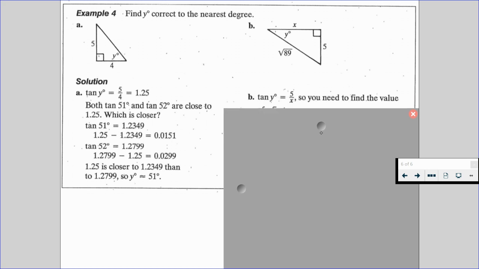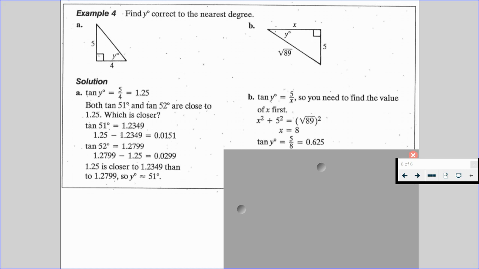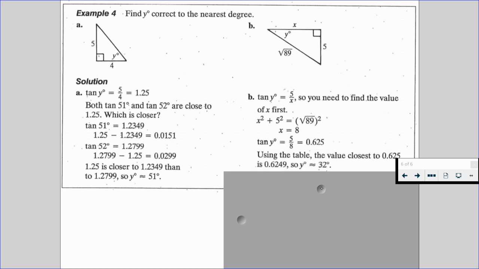Over for B, we have tan of y degrees is going to be equal to 5 over x. So first we have to find the value of x. Well, x squared plus 5 squared is going to be equal to root 89 squared, because we can use the Pythagorean theorem. We end up simplifying that down, and we eventually get that x is going to be equal to 8. Now that we know that x is equal to 8, we can use the tan of y is going to be equal to 5 over 8, which is the same value in a decimal as 0.625. Using the table, we find the closest value to 0.625 is approximately 32 degrees. So 32 degrees is approximately going to be our degree of y.